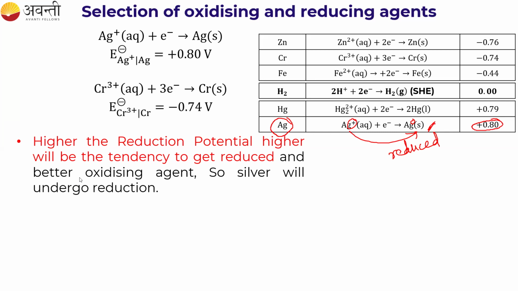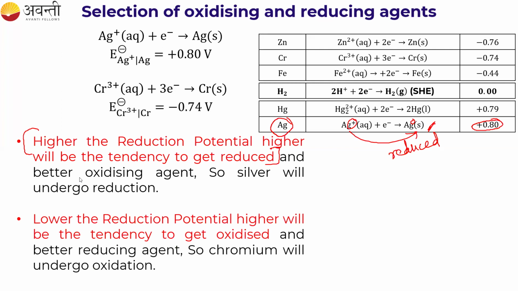So this point is very important. Higher the E naught value, higher will be the tendency to get reduced. And the other way around, vice versa, lower the reduction potential, higher will be the tendency to get oxidized and better is the reducing agent. If the E naught value is very low, then that element can act as a strong reducing agent. Here chromium has the more negative, smaller value, so it will undergo oxidation. Oxidation means it will lose its electron rather than gaining the electron.